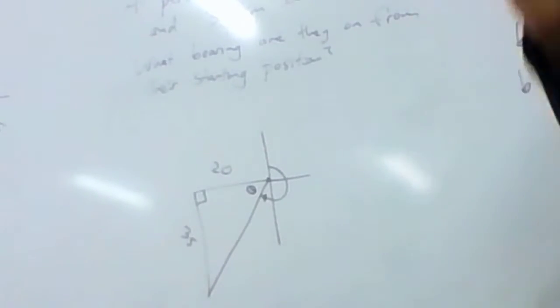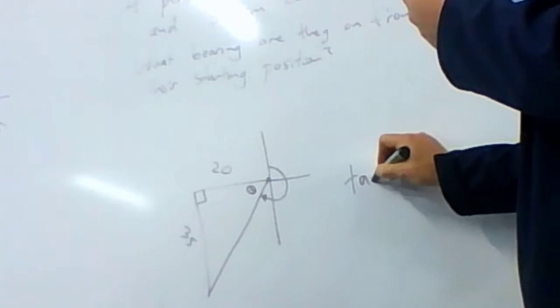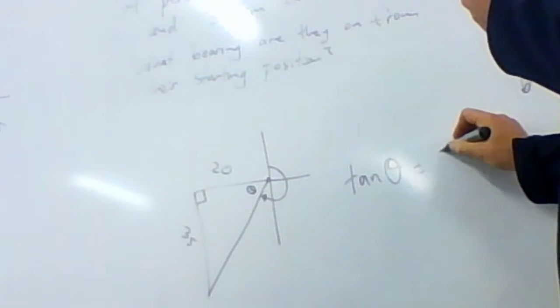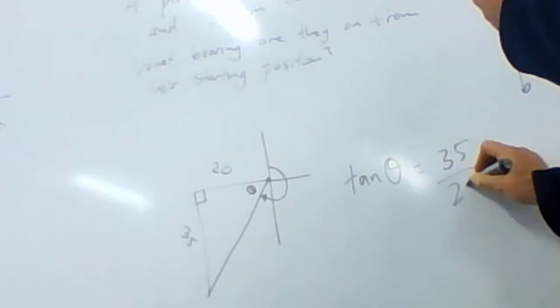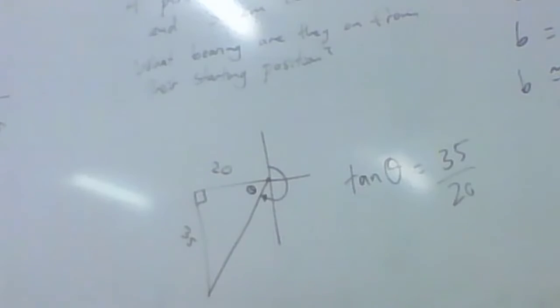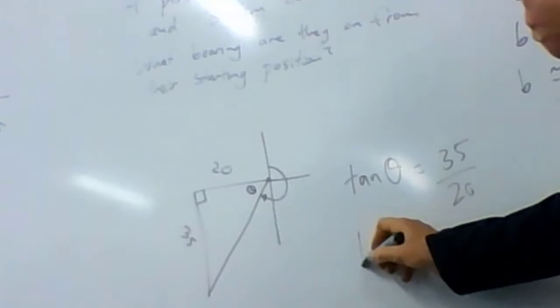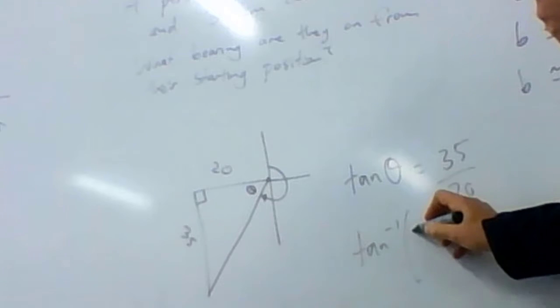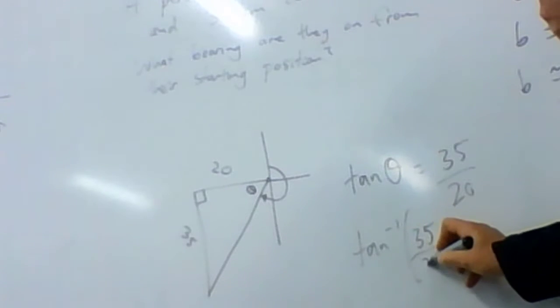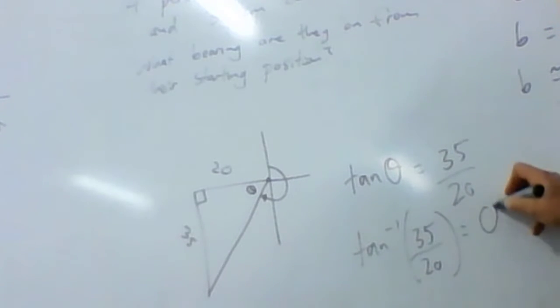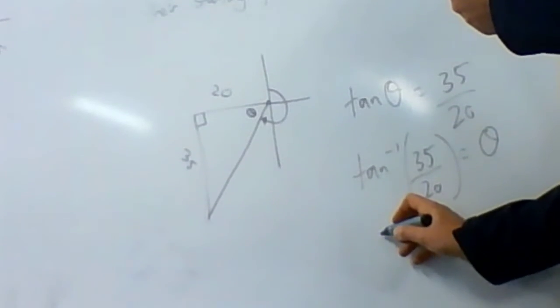Let's have a look. Tan is correct. I'm going to go tan theta equals 35 over 20. How do I work out what theta is going to be? Tan inverse, in brackets 35 over 20. Very good. You're making me proud. That equals theta, right? So could somebody please work that out? 60.3. Thanks, Tori.